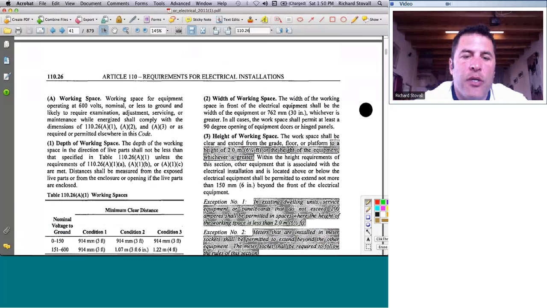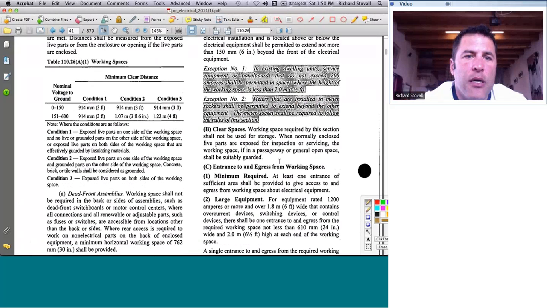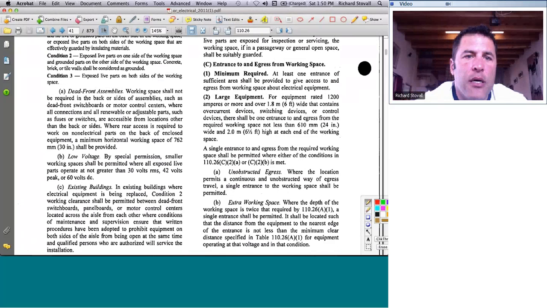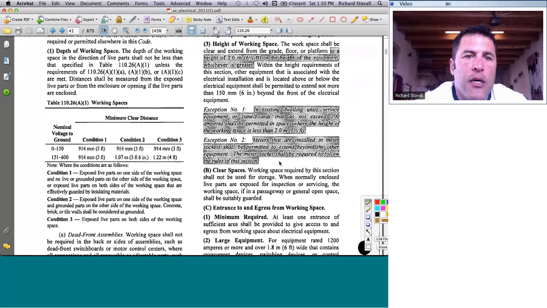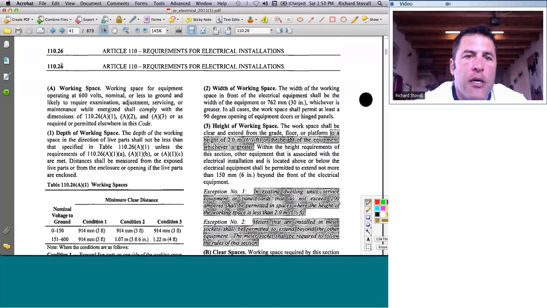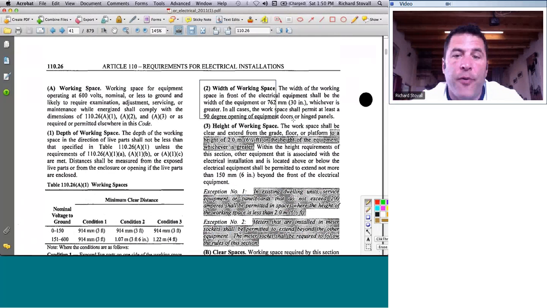110.26(A)(2). Okay, so we're looking at this one right here, width of working spaces. The width of the working space in front of the electrical equipment shall be the width of the equipment, or 30 inches, whichever is greater. In all cases, the workspace shall permit at least a 90-degree opening of equipment doors or hinged panels. So based on that, we know that the answer is D.